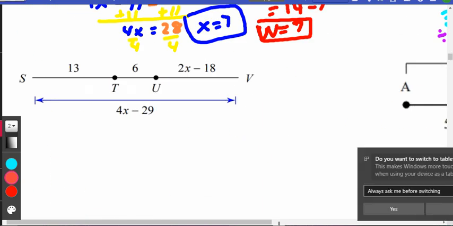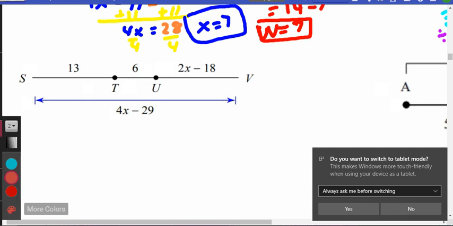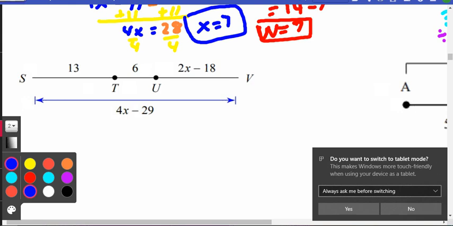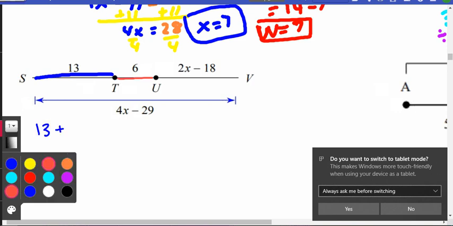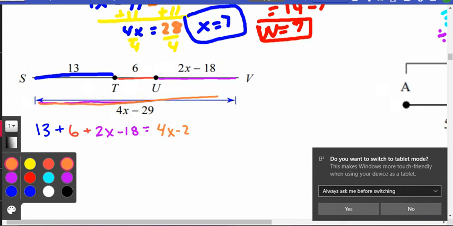Okay, we have another full set. And what we're going to do is take each of these parts. So 13 plus 6 plus the other portion, 2x minus 18 to equal the whole, which here is 4x minus 29.